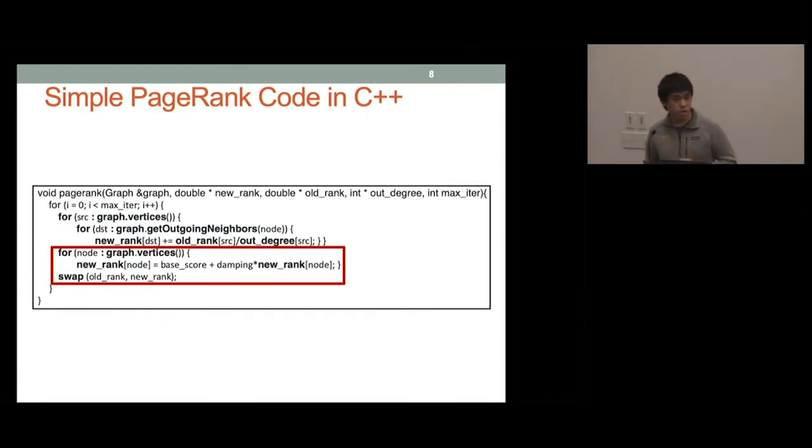Yeah, so Google used to use this to rank the search results. I don't know what they use today, but this was originally proposed by Google to rank the importance of web pages.